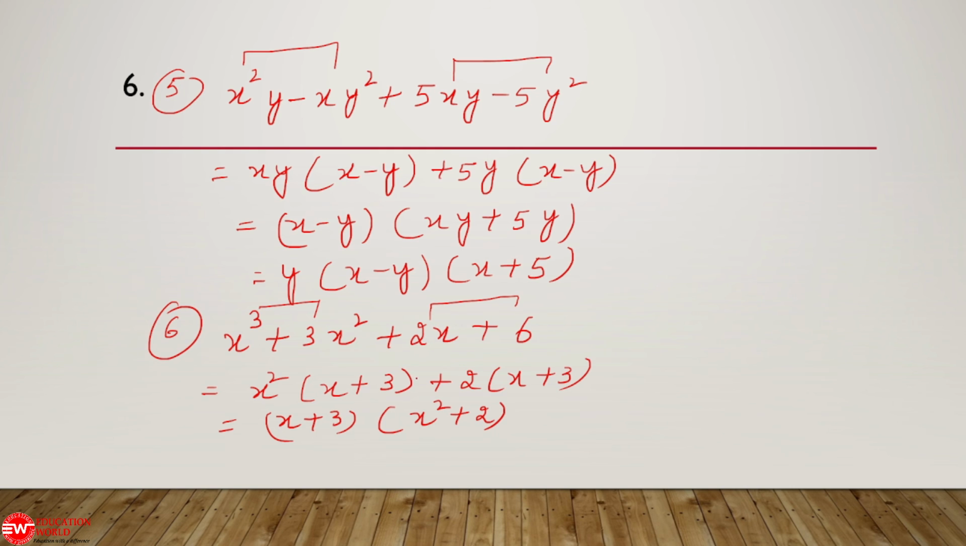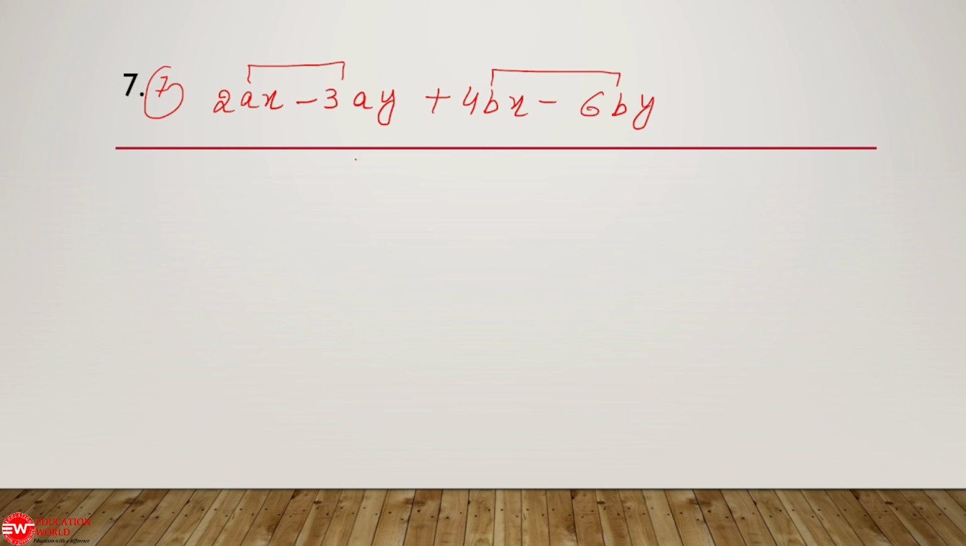Okay. Come to question number 7. It is 2ax minus 3ay plus 4bx minus 6by. So do the grouping here and here. Nothing is common in numeric, but a is common. So what is left out? 2x minus 3y.